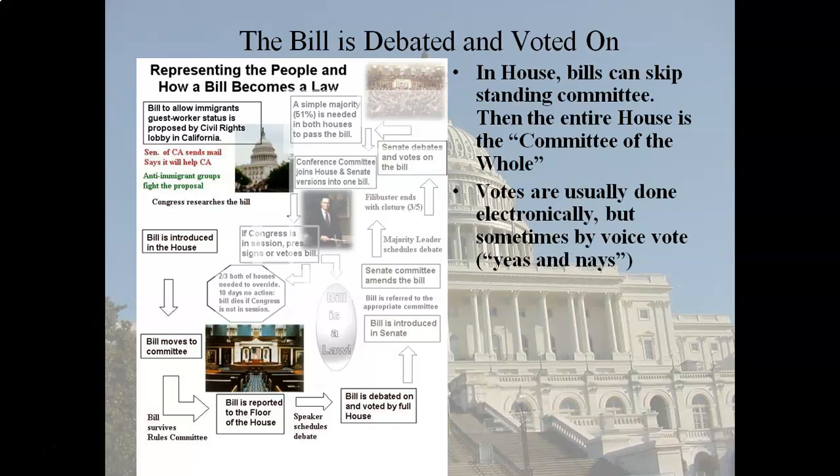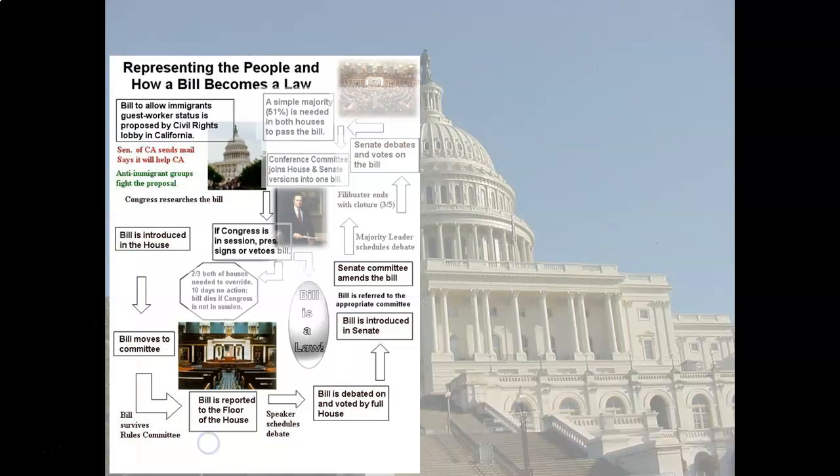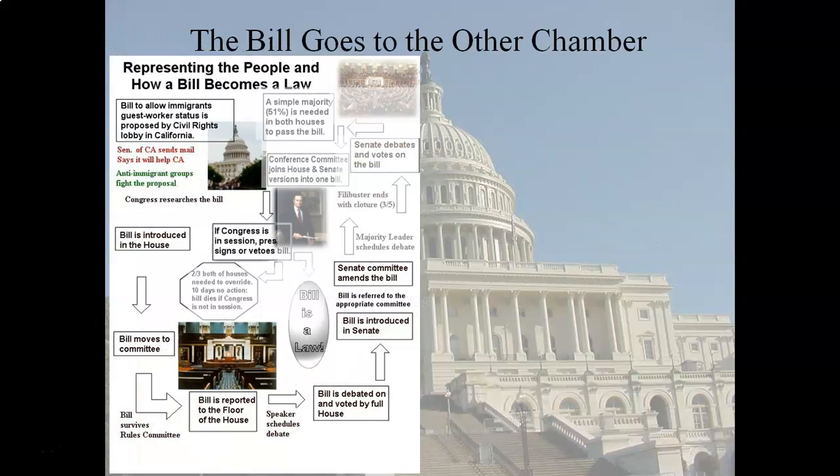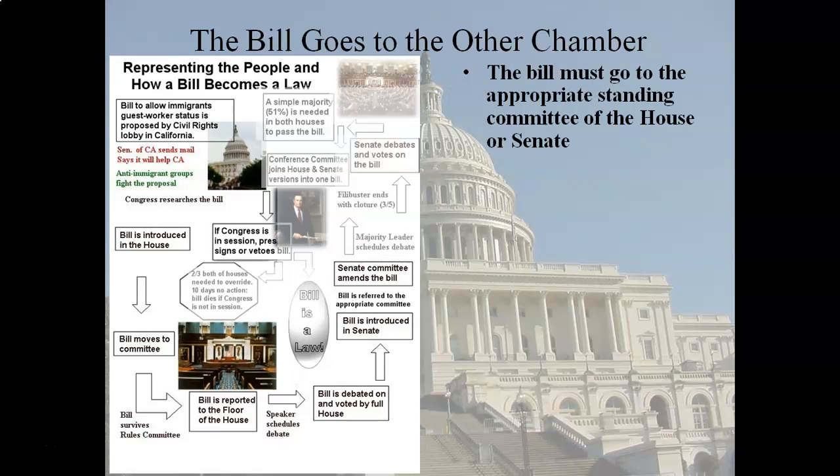Votes in the House are typically done electronically, but sometimes it'll be by a voice vote where everyone says yay or nay, and this is true in the Senate as well. Let's assume then that the bill gets through the first chamber. Then it's got to go to the other chamber. So if we start in the House and get it approved in the House, now the bill has to go to the Senate. And it will go to the appropriate standing committee.